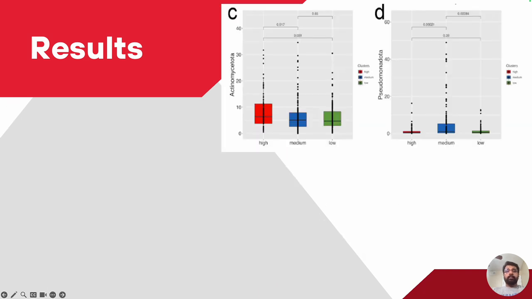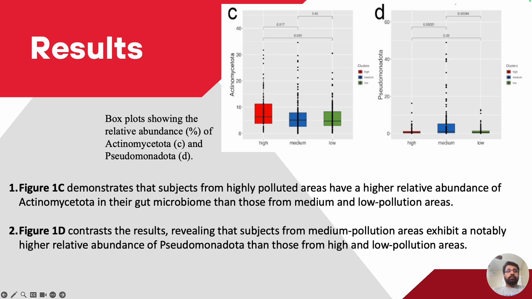So the next one, what do you see here? It's a continuation from the same study. What you see here is the box plot. It's the same panel of diagrams as C and D. This box plot shows the relative abundance of Actinomycetota and Pseudomonadota. Those two groups are what you see here on the y-axis.